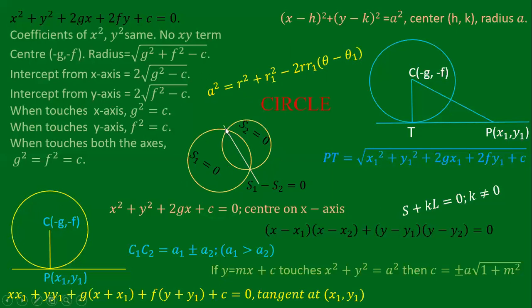See, these two circles intersect each other at this point and this point, and so this is the straight line which is common to both the circles. So this is common chord. If we subtract S1 and S2, we will get the equation of common chord.